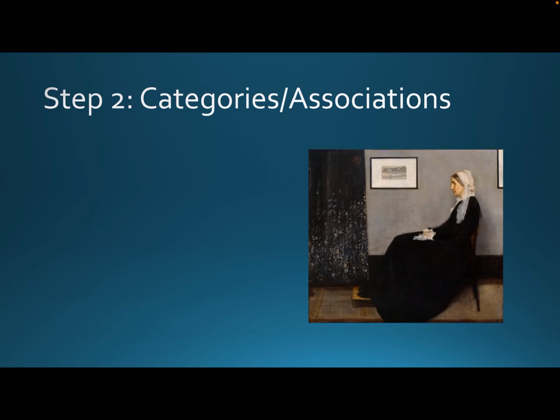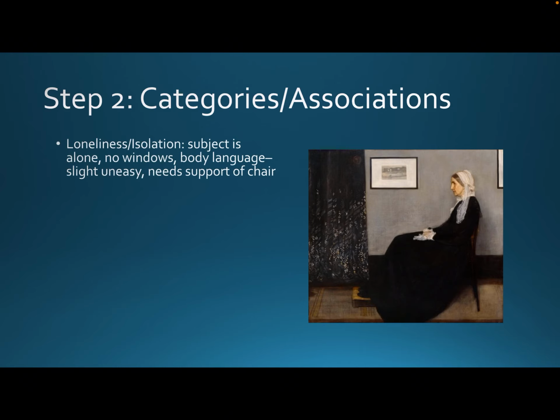Now that you've done that, here are some of the things I came up with. Loneliness and isolation is an association that we had. The ideas I got from that: our subject is alone. There are no windows, or the window is covered with a curtain. The body language seems very uneasy, almost like she's frail and needs that support, all of that kind of stuff.